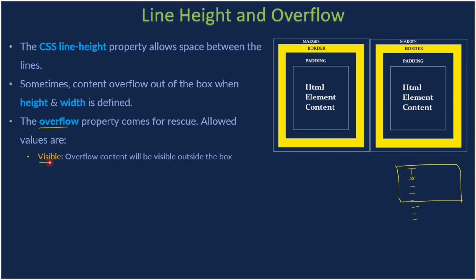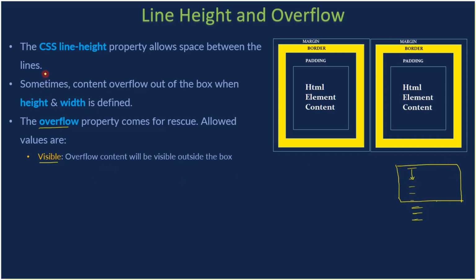When you set visible, overflow content will be visible outside the box. That means the border will be displayed as well as content also displayed. So this will look awkward when there is a border, but if there is no border, you may not see overflow is happening. But for this demo and easy understanding purpose, we will put a border so that you can clearly see the content overflow occurs beyond the defined width and height.